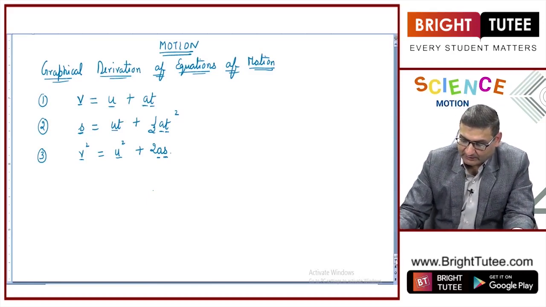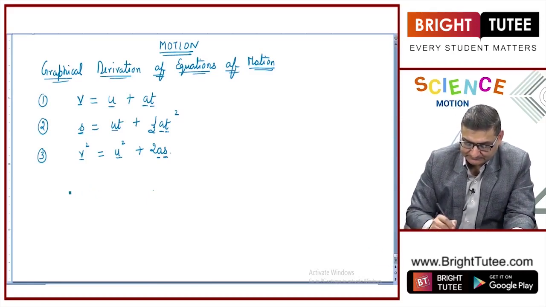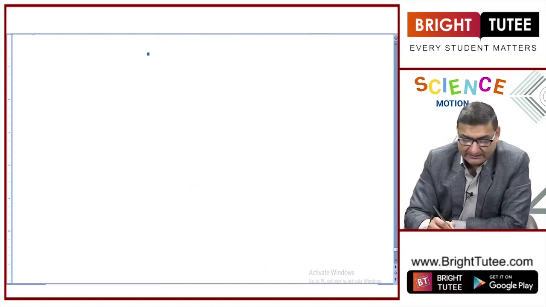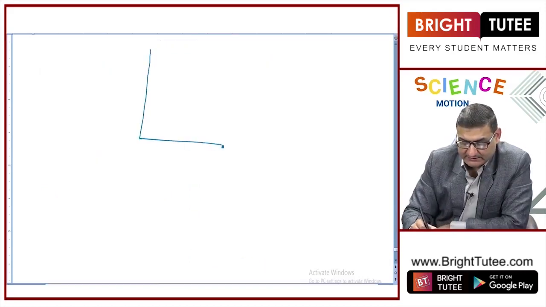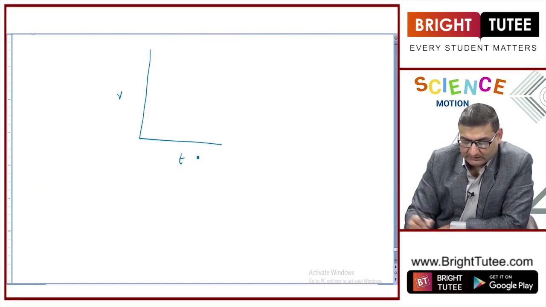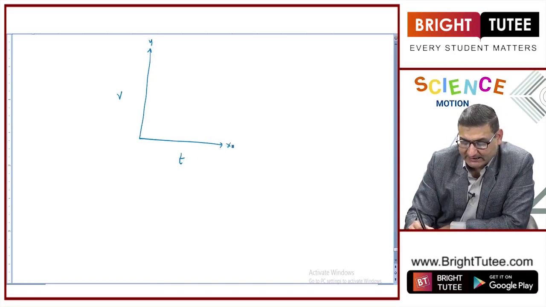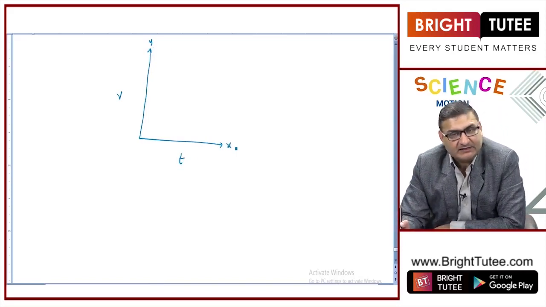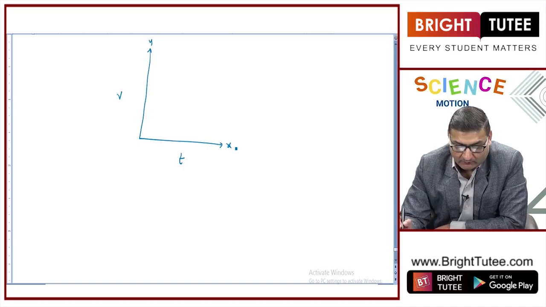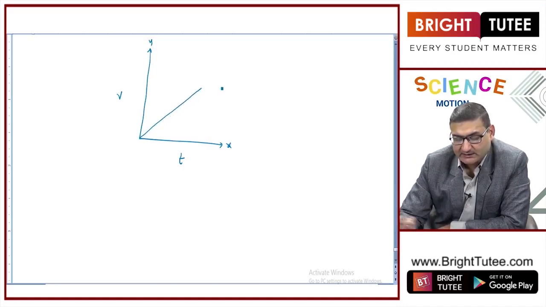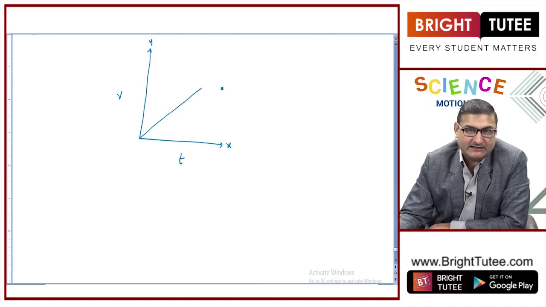When I am talking about any particular graph, for example, this is a graph that I have made. Let us take a graph. Now this is a VT graph, or the velocity time graph, in which we have taken velocity on the y axis and on the x axis we have taken time. Got it? Now we take a body whose motion is shown like this in the graph.